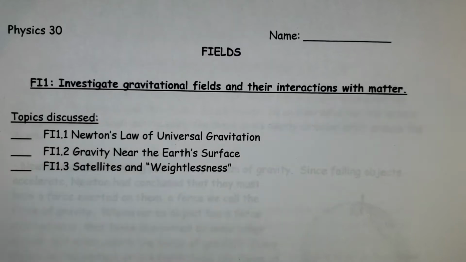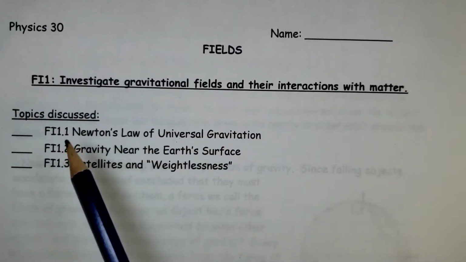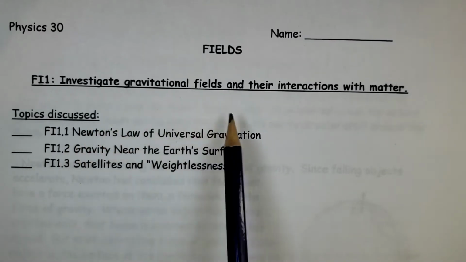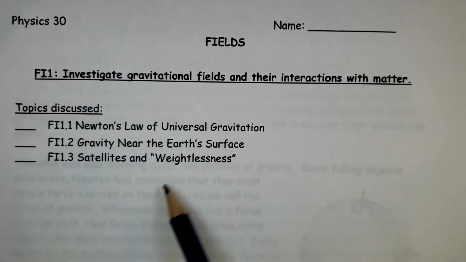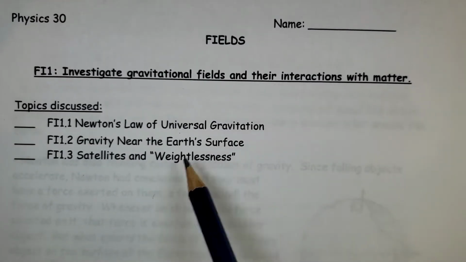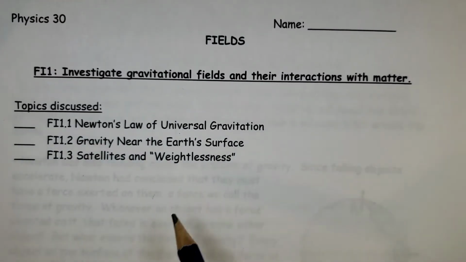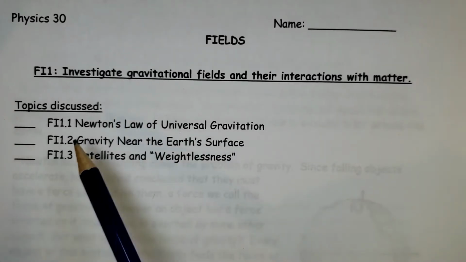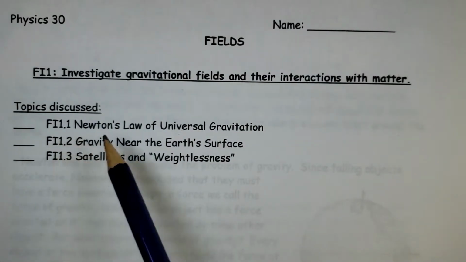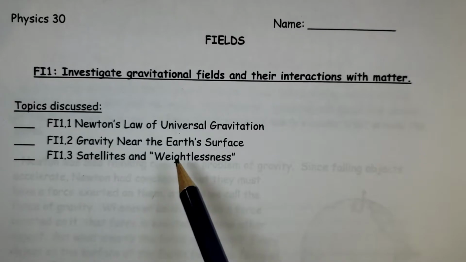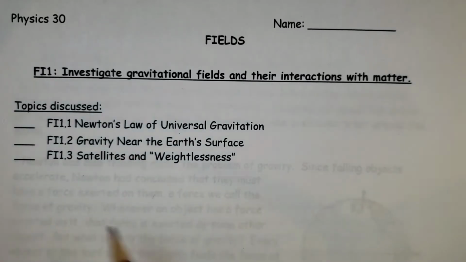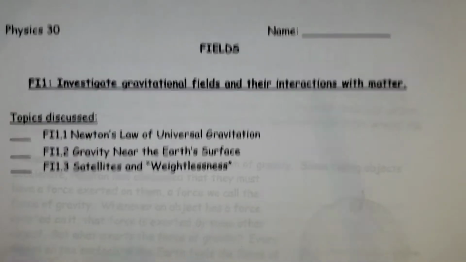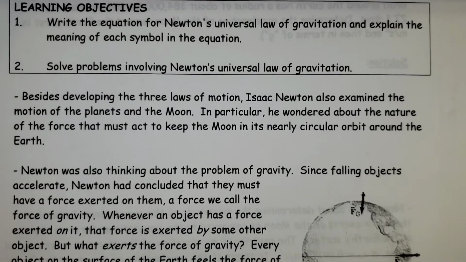Back to Physics 30. This is the new section on fields. The first one is FI1, investigate gravitational fields and their interactions with matter. There are only 3 parts here, but a couple of them may be a little longer than we're used to, therefore only 3. We'll look at FI1.1 in this video, Newton's law of gravitation, and then the following parts, FI1.2, gravity near the Earth's surface, and FI1.3, satellites and weightlessness.